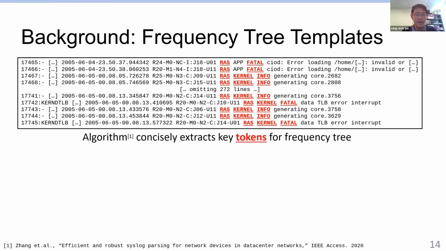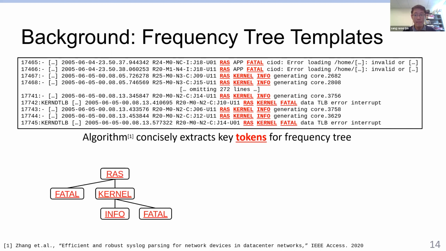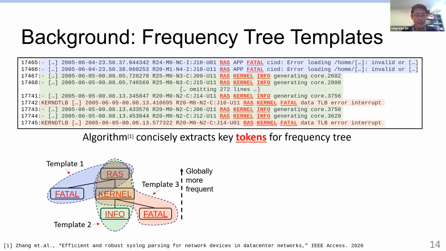Given an unstructured log line, the algorithm for extracting the frequency tree template can concisely extract key tokens, colored red and underlined in this example, to construct the frequency tree. By parsing this large example log, the algorithm can construct a library of templates in the form of a frequency tree, where the closer to the root of the tree, the more globally frequent the tokens are inside the entire log. In this tree, each leaf represents a template, which is color-coded according to the example on the top.